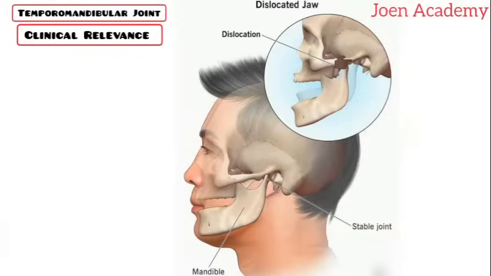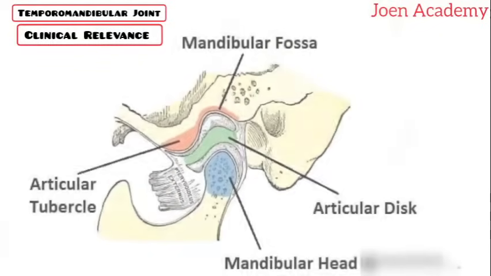The facial and auriculotemporal nerves run close to the joint and can be damaged if the injury is high energy. Posterior dislocation of the TMJ is possible, but it is very rare, requiring a large amount of force to overcome the postglenoid tubercle and strong intrinsic lateral ligament.